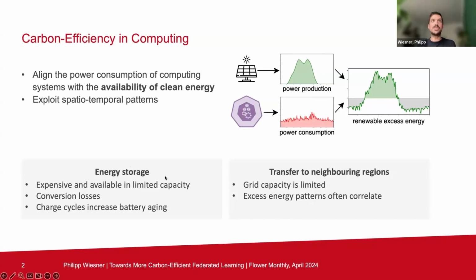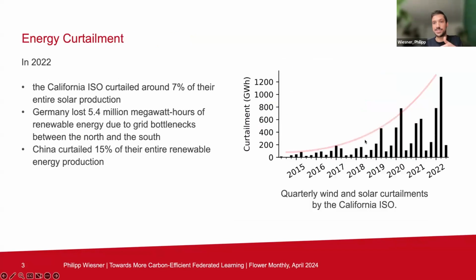If neither of these two options is available, then the only thing we can do is curtail the energy. That means we waste the energy. We don't even produce it, or we transform it into heat or something like this. It sounds stupid, but it's actually a common practice. In 2022, the California system operator had to curtail around 7% of their entire solar power production. Germany, as I said, curtails a lot of its offshore wind energy, and China had to curtail 15% of their entire renewable energy production that year.